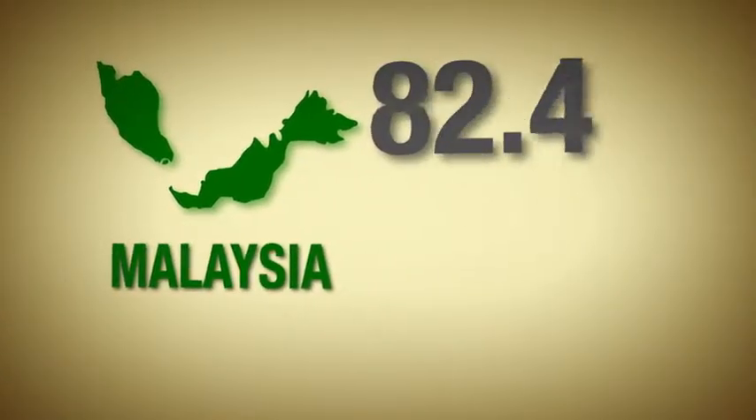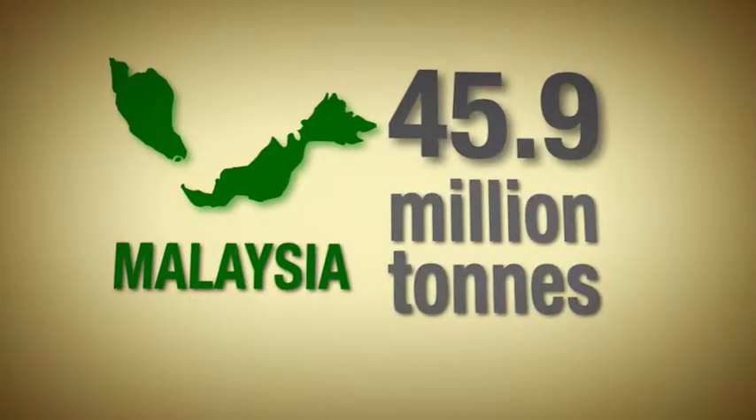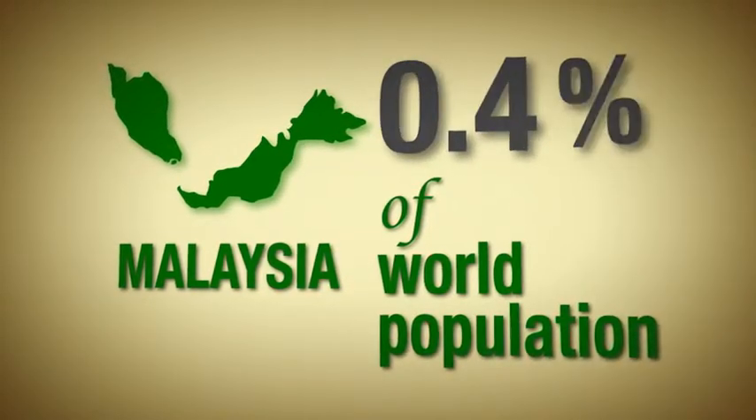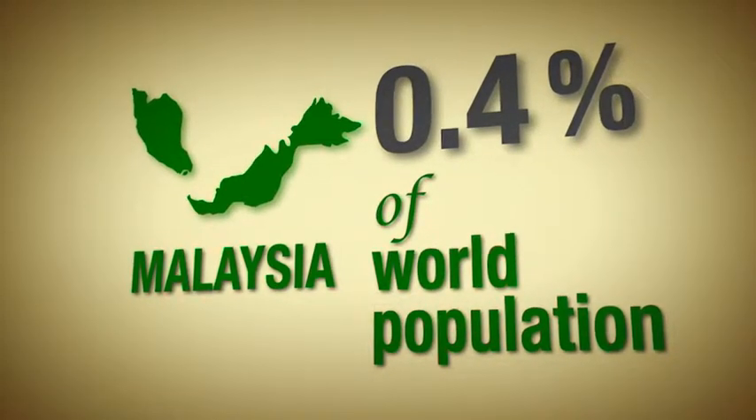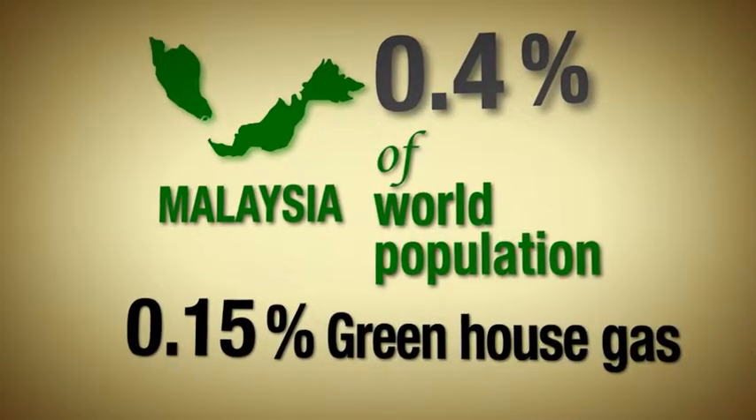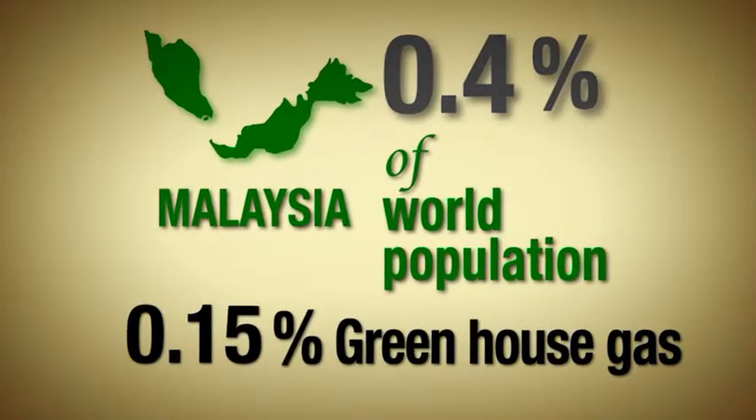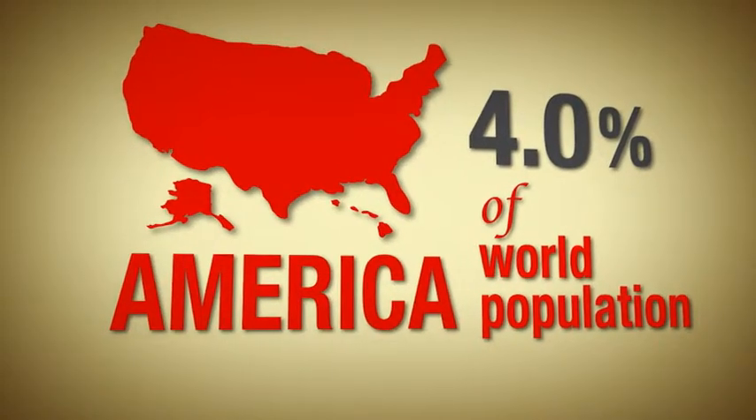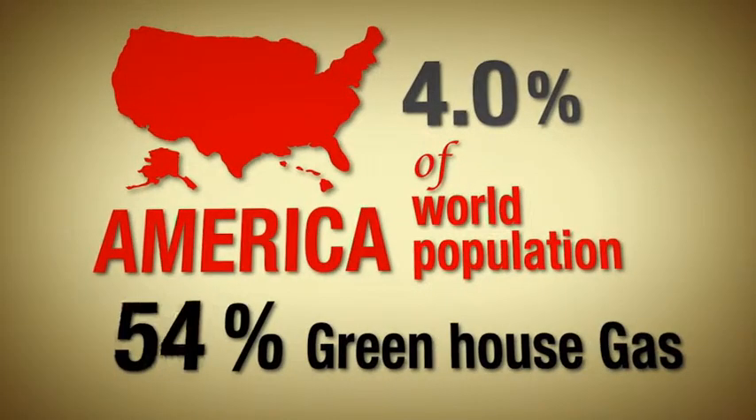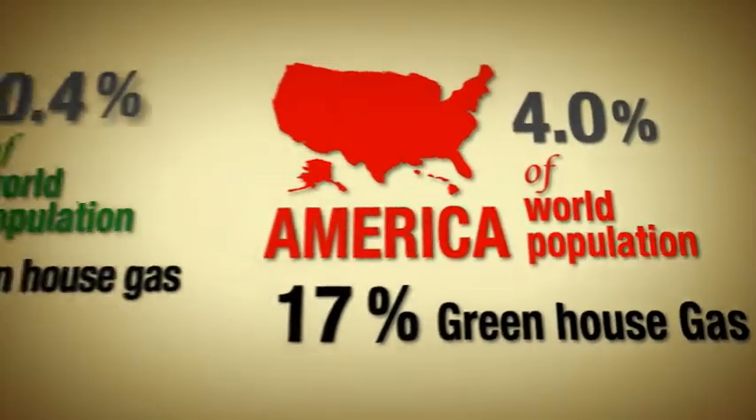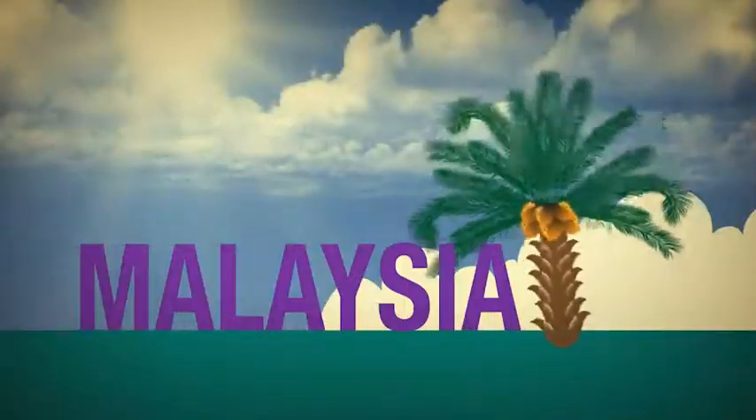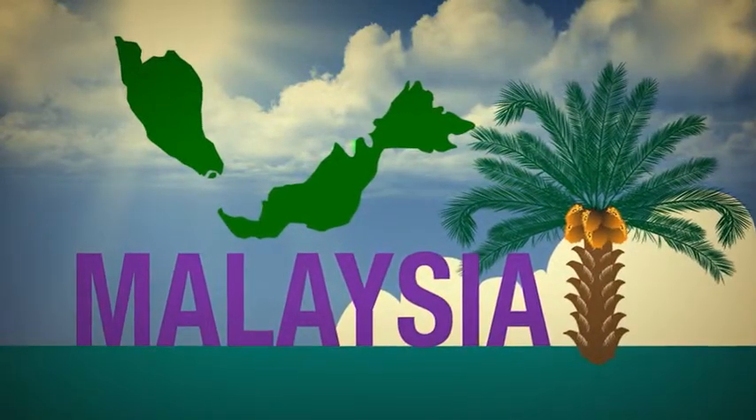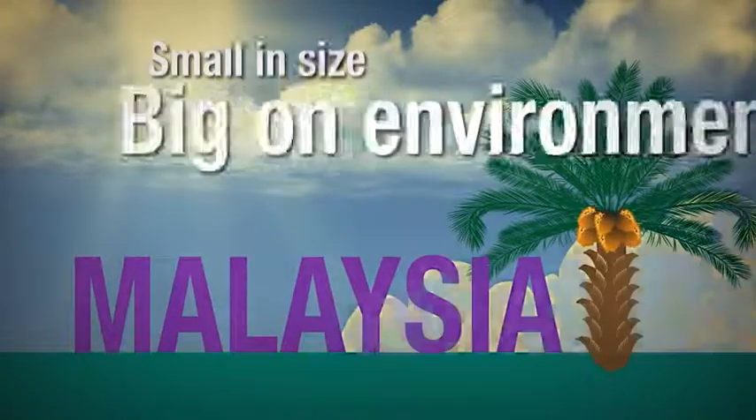Malaysia net national carbon emission was 45.9 million tons, a relatively small figure by international standards. Malaysia accounts for 0.4% of the world population and emits only 0.15% of the global total greenhouse gas emissions. America, with 4% of the world population, emits a staggering 17% of the global total greenhouse gas emissions. Which points to a logical conclusion. It makes sense to have oil palm plantations. For Malaysia may be small in size, but we are definitely big on environment.